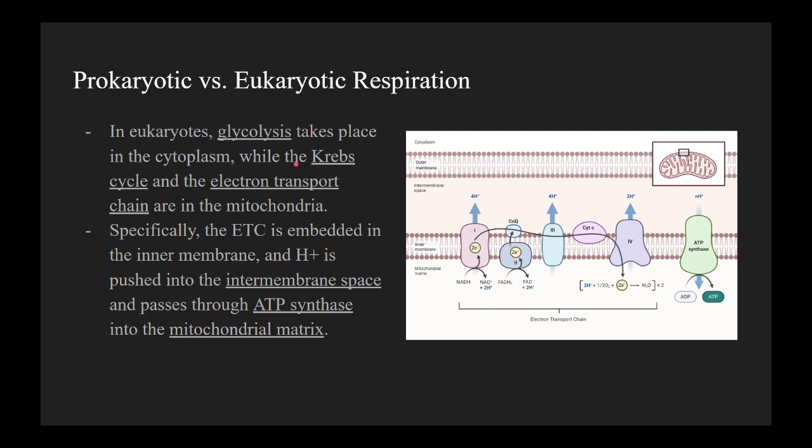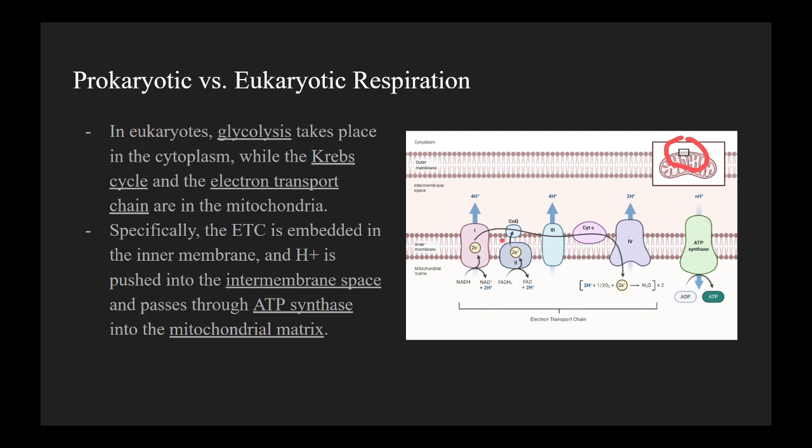So in eukaryotes, we talked about, or I believe it was discussed in the video, glycolysis, the first step where we're breaking down the glucose into pyruvate, takes place within the cytoplasm whenever that glucose is transported into the cell, whereas the next two components of respiration, the Krebs cycle and the electron transport chain, are actually localized within the mitochondria. And specifically, the electron transport chain is embedded within the inner membrane of the mitochondria. As you can see, we zoomed in on this component here.